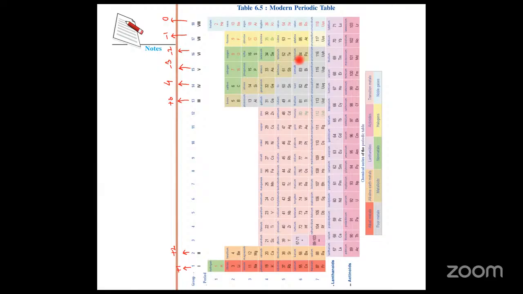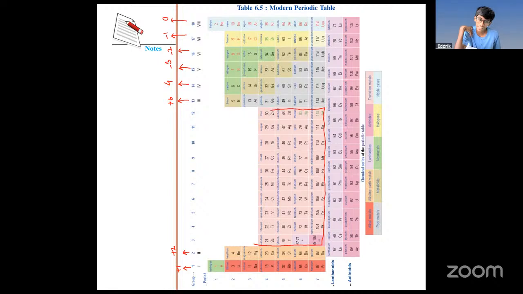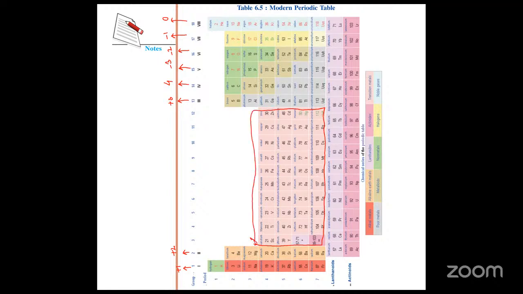Now, basically, as Edric was asking why there's no valency of 3 to 12, basically these elements are called transition elements. Yes, these elements, the groups from 3 to 12, are called transition elements. Now, transition elements are the elements which have multiple valency.